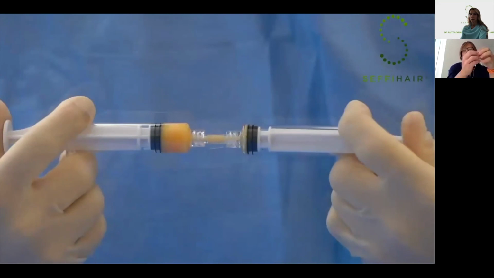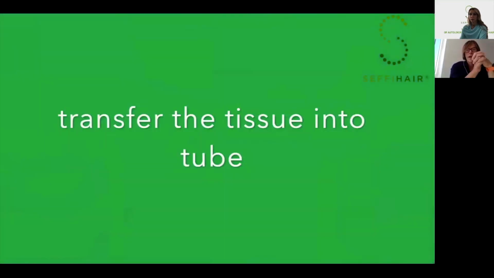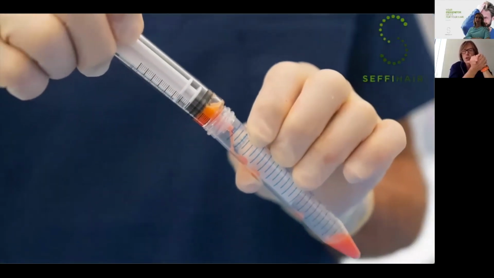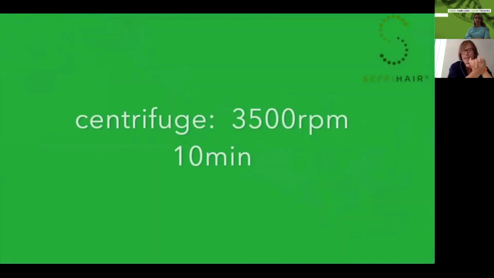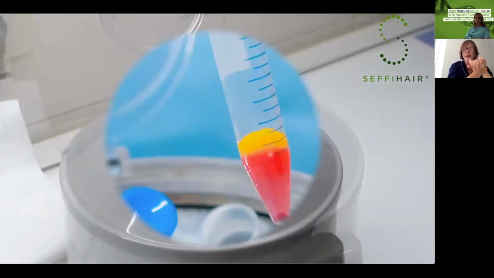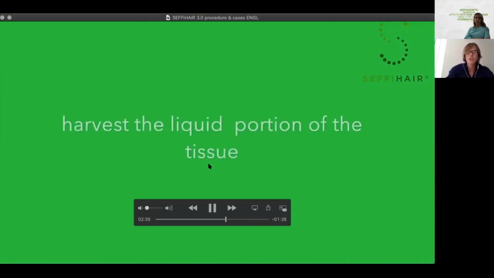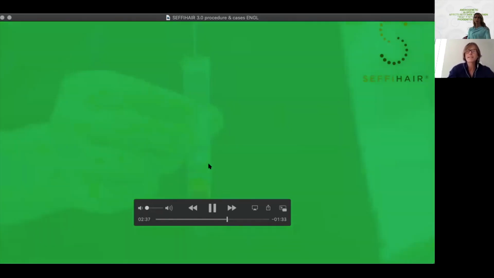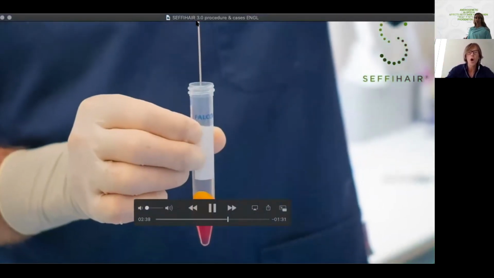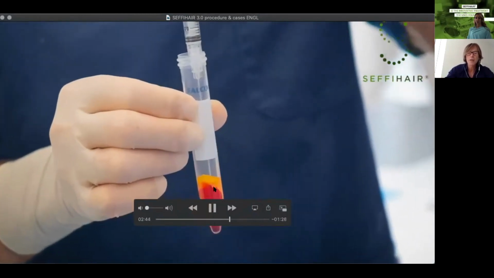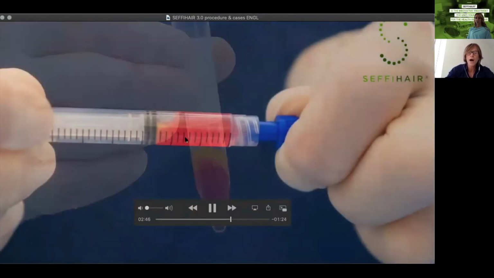This is to disgregate the cluster like a grape. And so after you transfer the tissue inside the tube, you cover the tube. Of course, all these parts are inside the kit. You centrifuge 3,500 RPM for 10 minutes. After that, you have the stromal vascular fraction is passed in the liquid part, and now with a long leader that is provided in the kit, you can go in the bottom of the tube and you harvest the tissue.